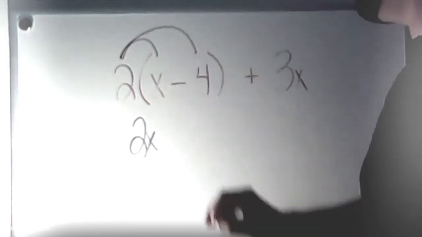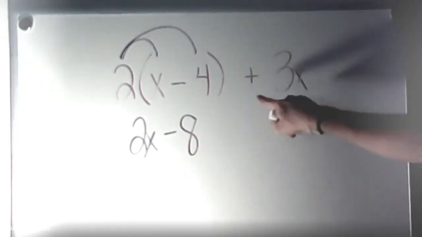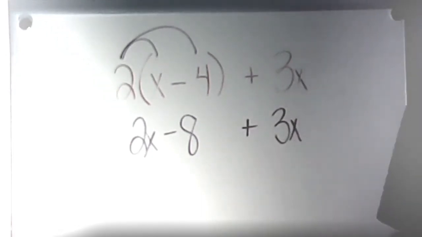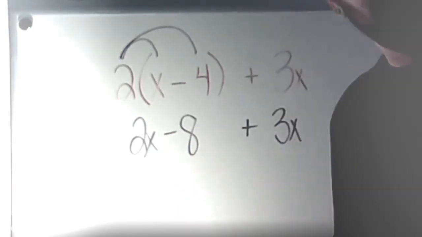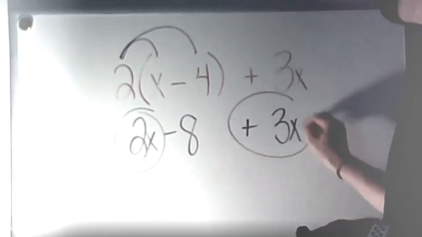2 times x is 2x. 2 times negative 4 is negative 8. Oh, and let's not forget that this positive 3x I didn't even mess with yet. I haven't even touched it yet. But I'm not done. Because I have 2 x's over here, and I have 3 x's over here.